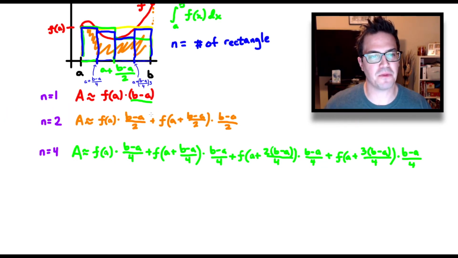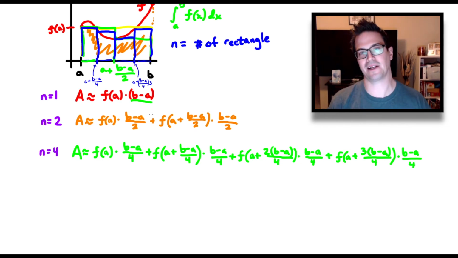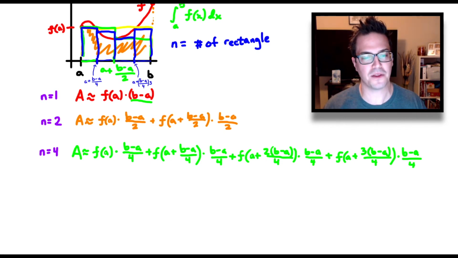Tried to color code it as much as I could. Now, you should hopefully see a pattern here. We're going to use this pattern to figure out what would happen if we are using infinitely many rectangles that are infinitely thin. All right, so the first thing we're going to do is try to address what this pattern is.